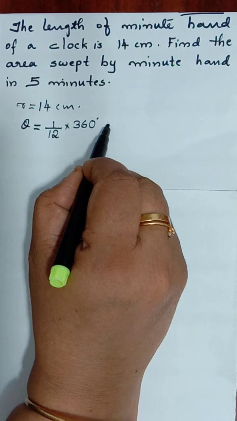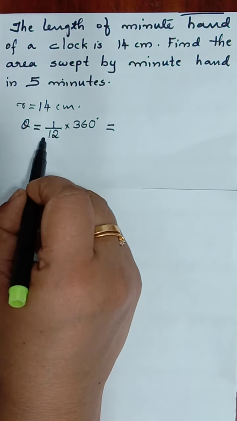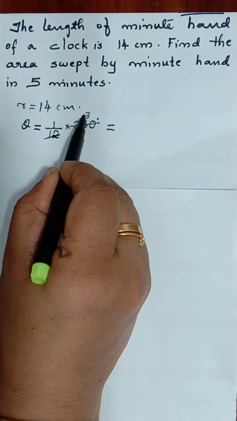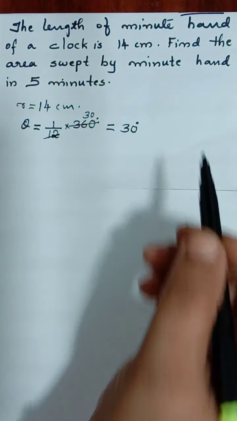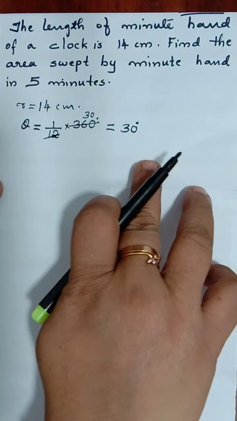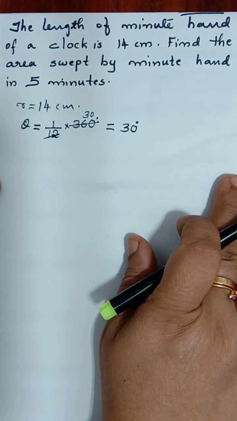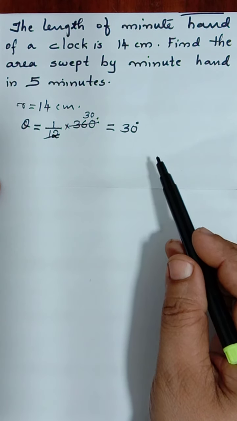So it is 360 by 12. What is 360 by 12? 12 3s are 36, put 0. So it is 30 degree. That we know. One portion 30 degree, two portions 60, three portions it is 90, a quarter. So it comes like that. Therefore, for 5 minutes the central angle will be 30 degree.